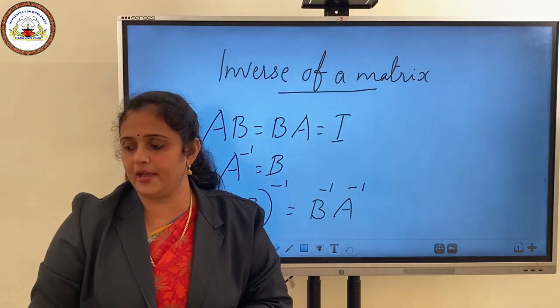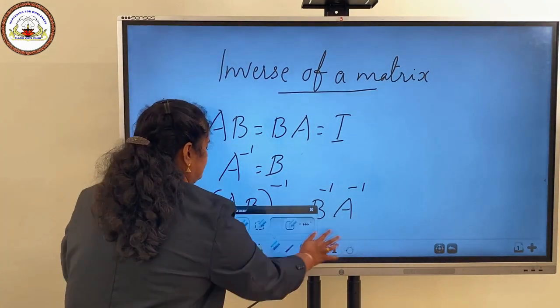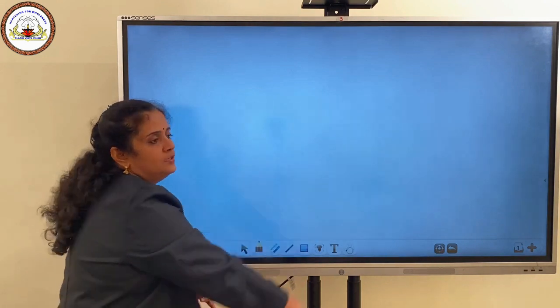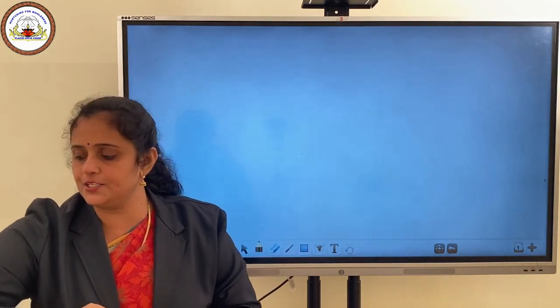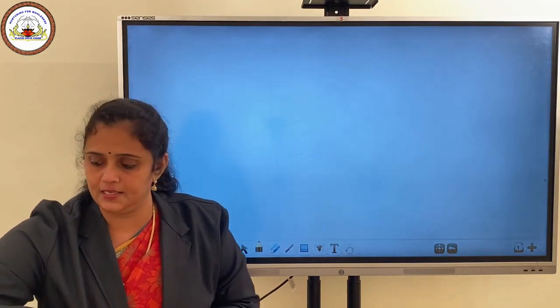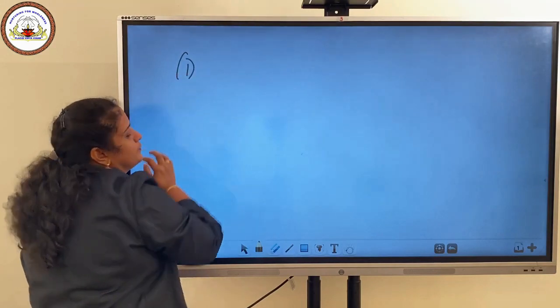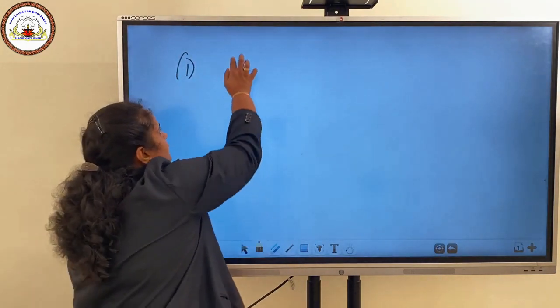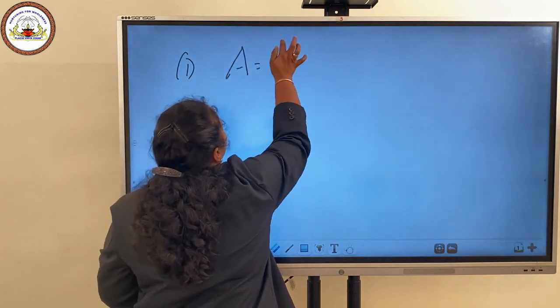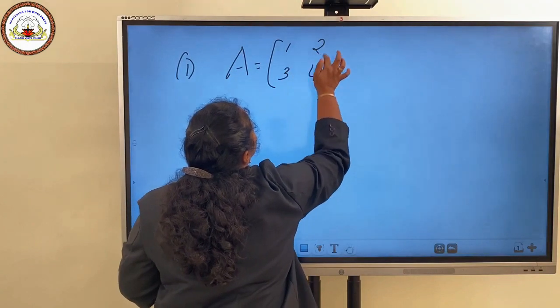Exercise 4.5, question number 1. The question is, find the adjoint of each of the following matrices. Question number 1: A is equal to the matrix with rows 1, 2 and 3, 4.